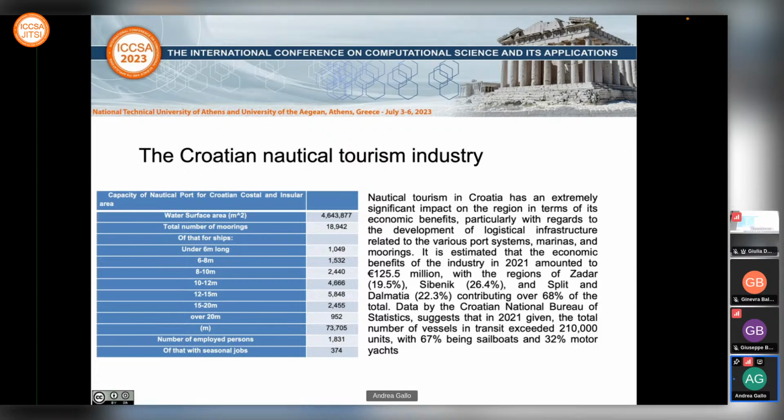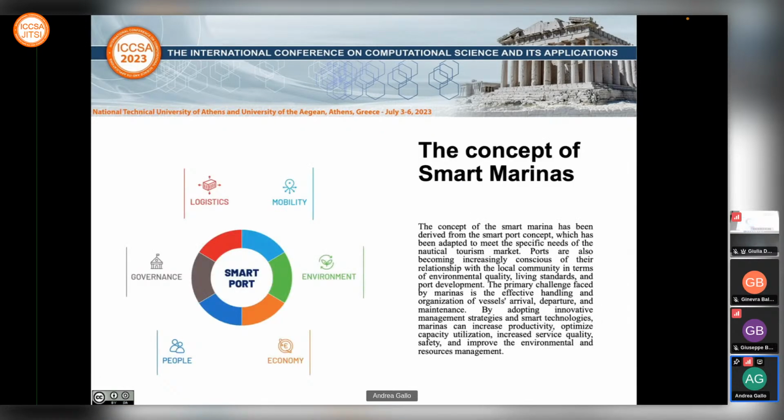From an economic point of view, we know that the revenues from this kind of industry are around 100 million euros per year. So it is an important economic driver of this region. And right now we are going to try to define what are the aspects related to the different marinas that are able to manage these flows of, on one hand, economy, and on the other hand, tourist people. But first, in this context, we are going to talk about the smart marinas.